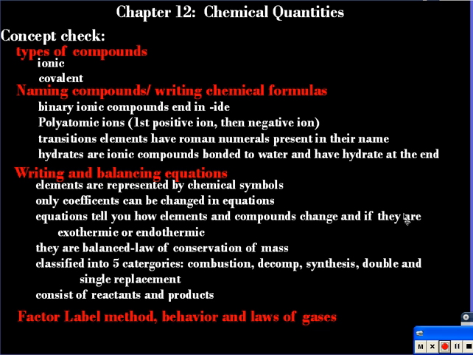We're taking a look at Chapter 12, the chemical quantities. Just a reminder, you're going to want to do a couple concept checks about the types of compounds, naming compounds and writing chemical formulas, writing and balancing equations, the factor label method, which is also known as dimensional analysis, and the behavior and laws of gases. Take a quick moment to review everything, and you will be ready to proceed.